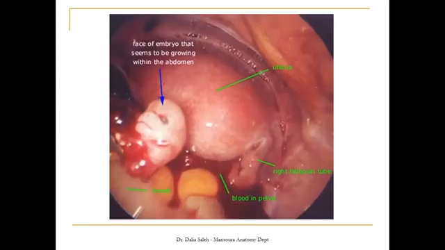In this diagram we can see a face of an embryo that seems to be growing within the abdomen. So this could be tubal pregnancy after its rupture and the exposure of the gestational sac here, or it could be an abdominal pregnancy. In either case, this is an abnormal type of pregnancy or abnormal type of implantation, which is outside the uterine cavity. That's why we call it ectopic pregnancy.